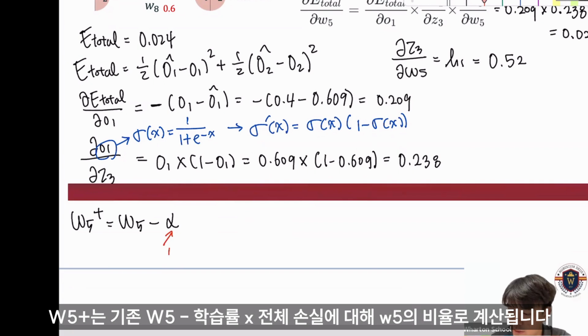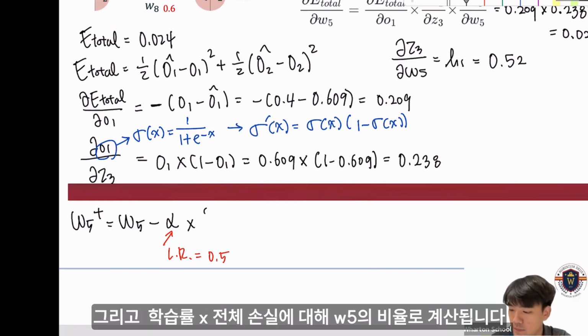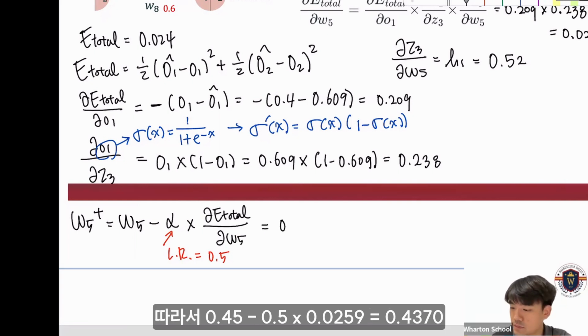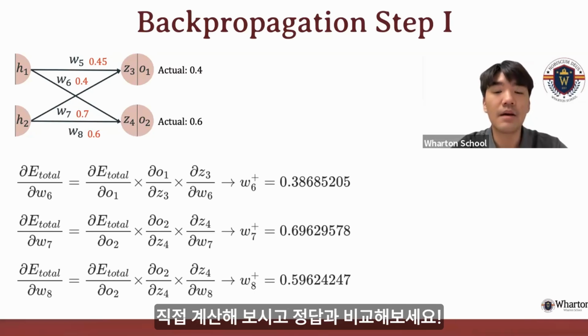Now we can update W5 with the gradient descent formula, which is updated W5 equals old weight minus alpha. This is the learning rate. Let's say our learning rate is 0.5 for now, multiplied by the partial derivative of E total with respect to W5, which is 0.45 minus 0.5 multiplied by 0.0259, which is 0.4370. These are the updated weights of W6, W7, and W8. Please calculate them on your own and compare with these answers.